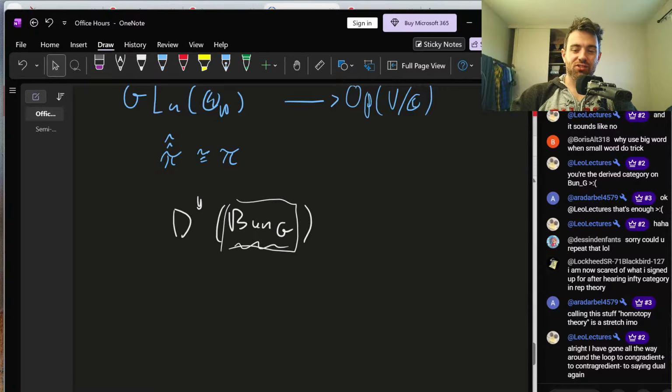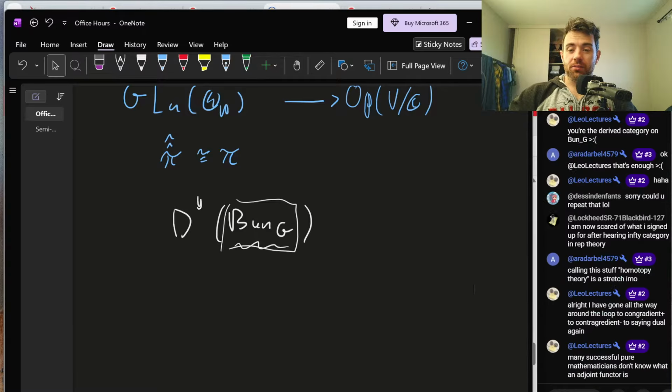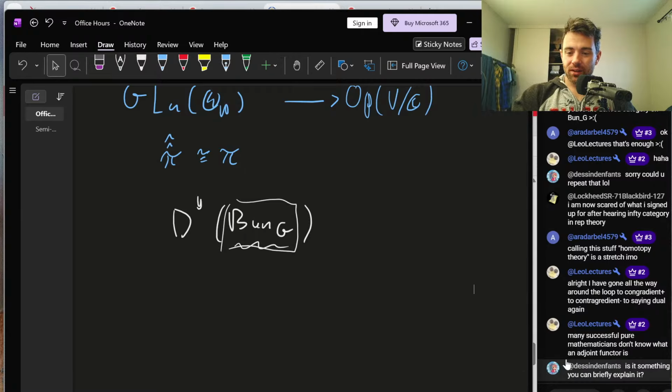Yeah, it's a stretch to call it homotopy theory, but hey, I mean, covering spaces of Lie groups also matters, and there's fundamental groups coming up there in the covering spaces, which matters in the representation theory. Many successful pure mathematicians don't know what an adjoint functor is. That's true. Is it something you can briefly explain? Wait, what is something I can briefly explain? What are you asking about?